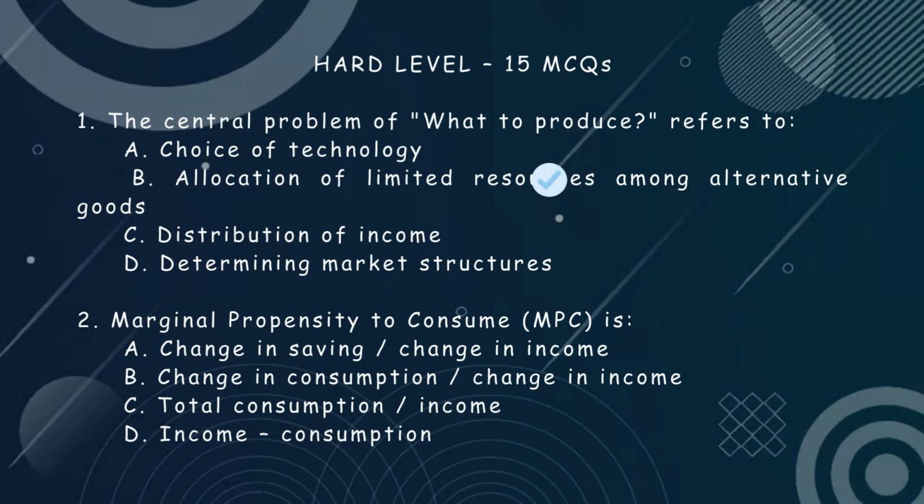Question number 2. Marginal propensity to consume, MPC, is: A. Change in saving over change in income. B. Change in consumption over change in income. C. Total consumption over income. D. Income over consumption. Answer: B. Change in consumption over change in income.